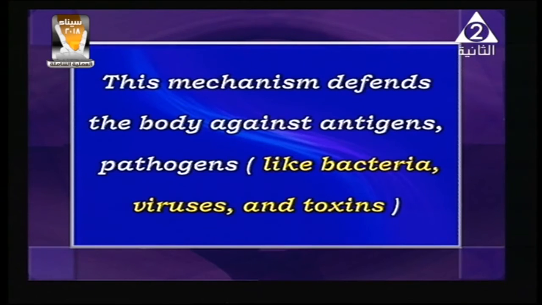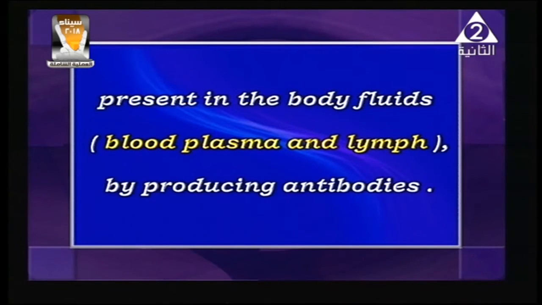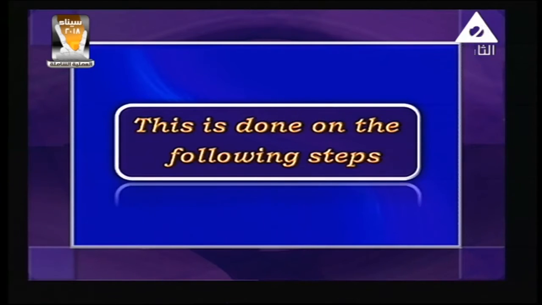And this mechanism defends the body against antigens such as what? Like bacteria, like viruses, and like toxins. I mean the different types of pathogens. And this type is found in the body fluids such as blood plasma and lymph. They are active by producing the antibodies. And this is done in the following steps.